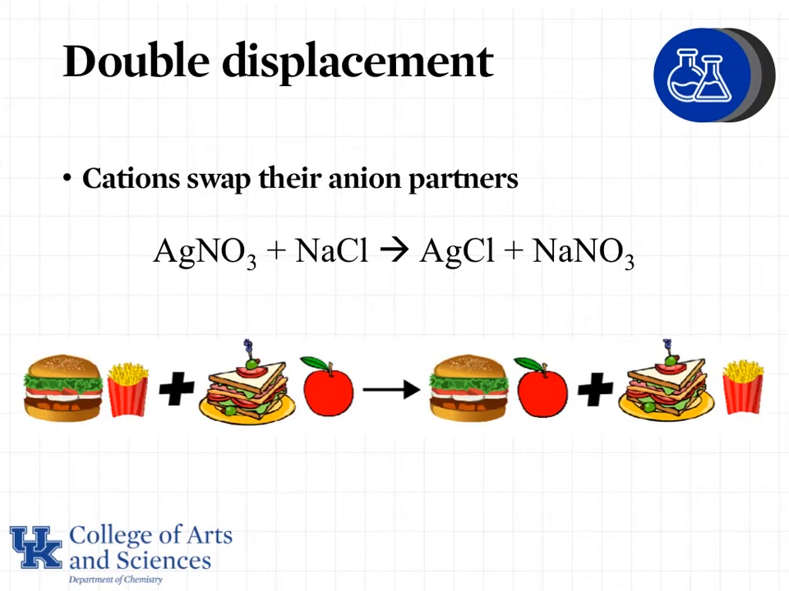Similar to the single displacement, there is also double displacement. In this case, cations swap their anion partners. Notice that Ag and Na are the cations, so they would have a positively charged ion. Nitrate and Cl- are our anions. In the products, we see that the Ag is now partnered with the Cl, and Na is now partnered with NO3. This is the only way that a swap can happen. Remember that we cannot have 2 anions or 2 cations paired together. We must have 1 cation and 1 anion.